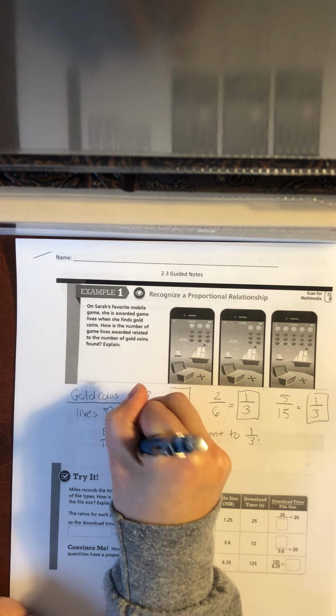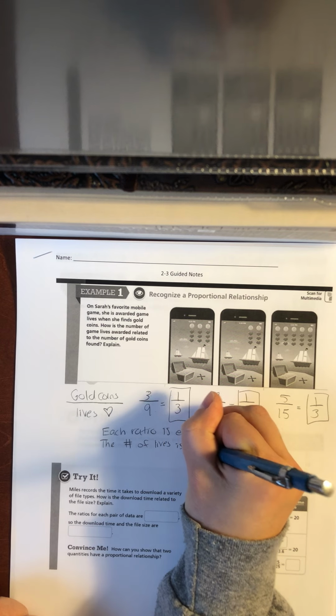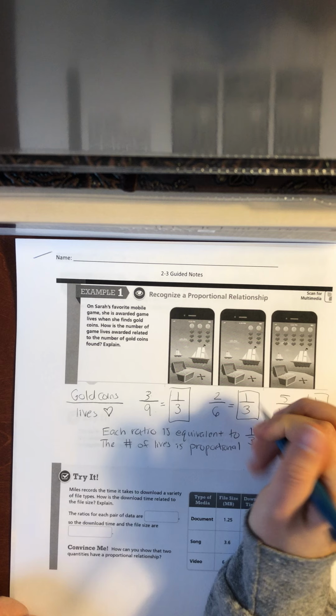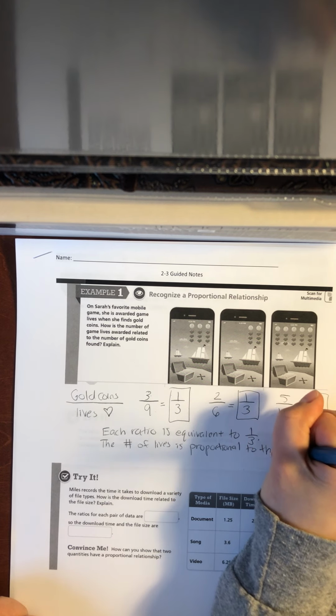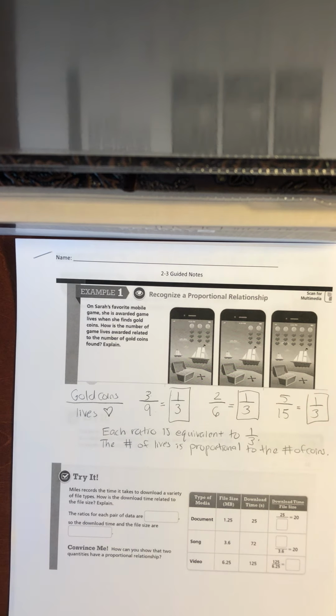Therefore, the number of lives is proportional to the number of coins. I would like you to do the try it now and then pause the video, come back and see if you got the right answer.